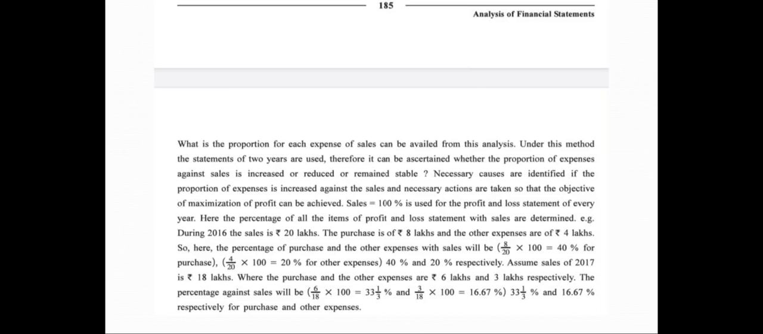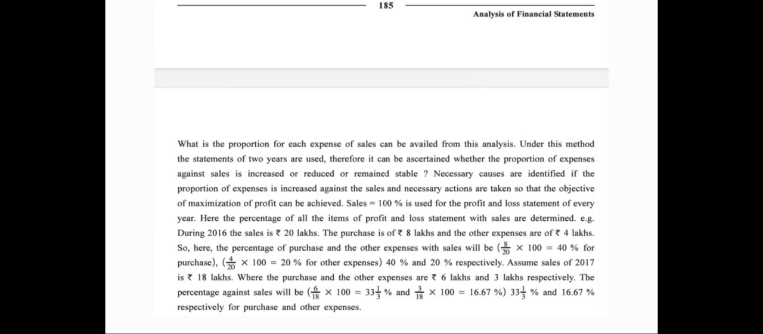8 lakh is the purchase and 20 lakh is the sales. So 8 upon 20 into 100 and you get 40%. So in 2016, purchase is 40% based on the sales. If we talk about expenses, they are 4 lakh, which is 20% of sales.